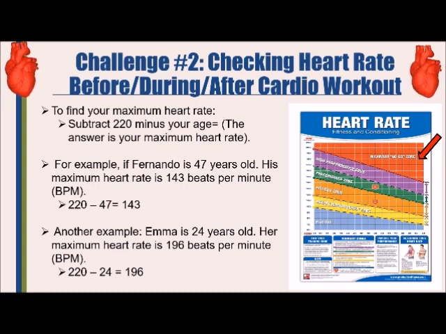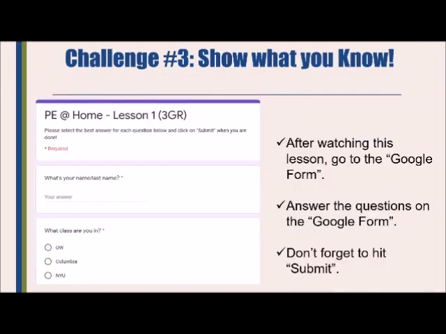All right, so if you already know how to calculate your maximum heart rate, and if you know how to check your pulse, then you're ready to move on to the next challenge. If not, I suggest you go back and review this part of the lesson. All right, let's move on to challenge number 3. Hip, hip, hooray. All right, challenge number 3.